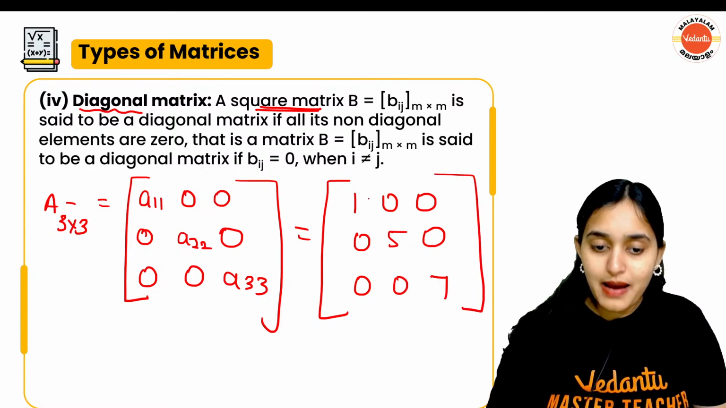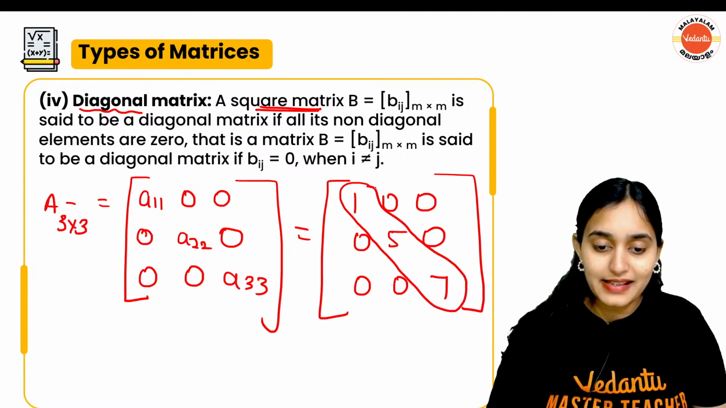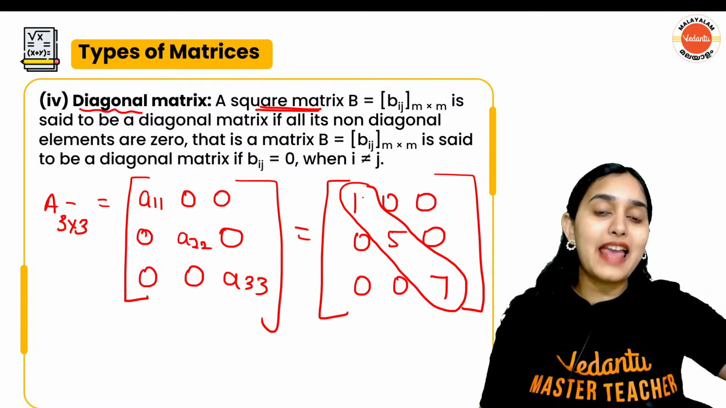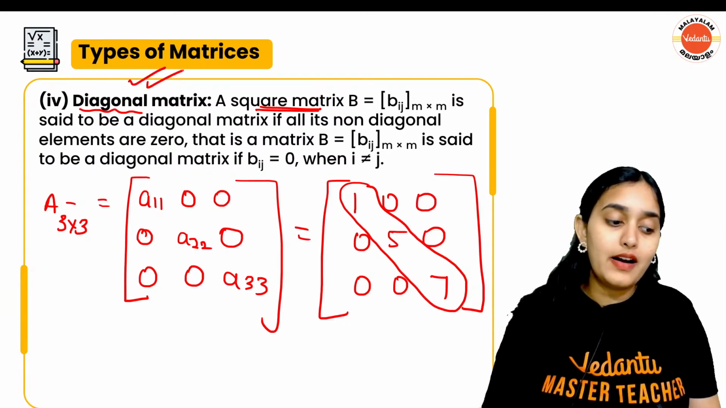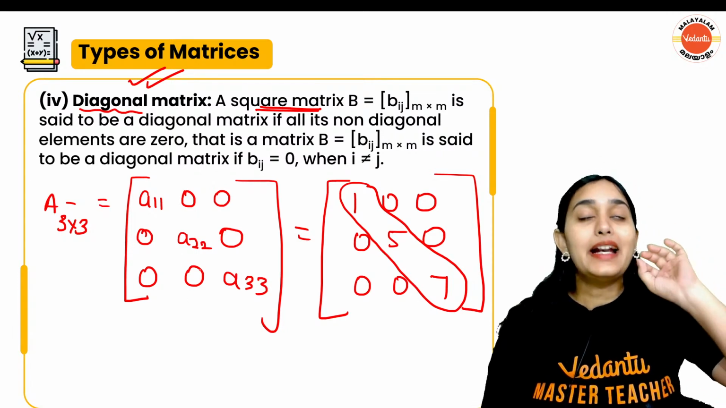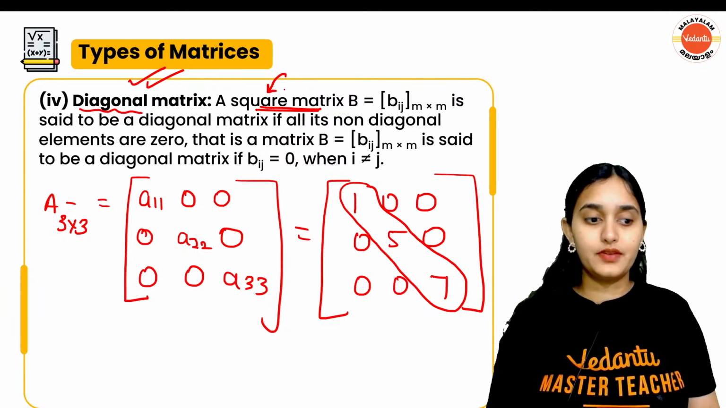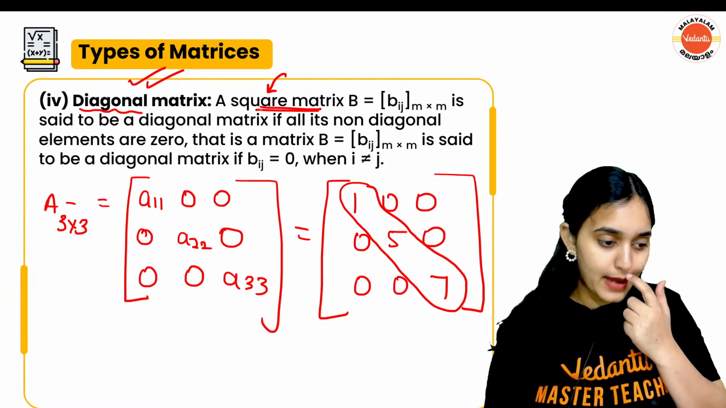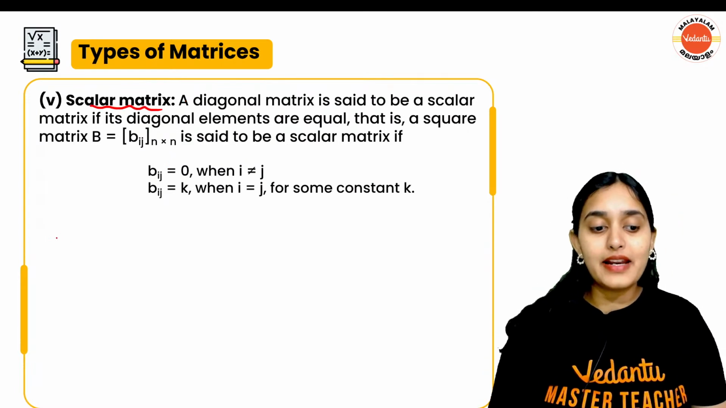So, in this matrix, only the diagonal elements are present. Apart from this, every element is 0. Such a matrix is called a diagonal matrix. Clear to everybody? It is compulsory that it should be a square matrix. It should be a square matrix. Okay. Next, what is a scalar matrix?